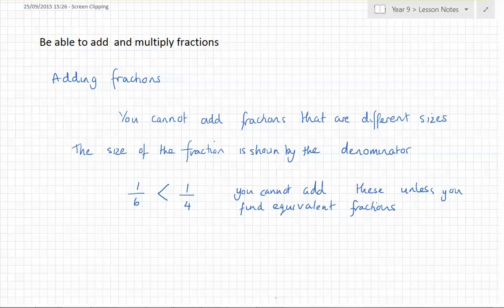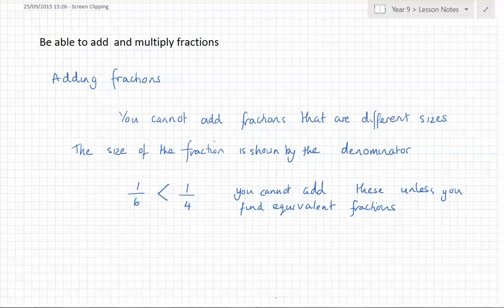So, and this is the thing. When I say you can't add fractions with different denominators, it's not strictly true, because if I've got a cake that's chopped up into 6 pieces and a cake that's chopped up into 4 pieces, and I take one of those 6 pieces and one of those 4 pieces, can I put the 2 pieces side by side and make a bigger bit of cake? Yes, I can. So I can actually do it.